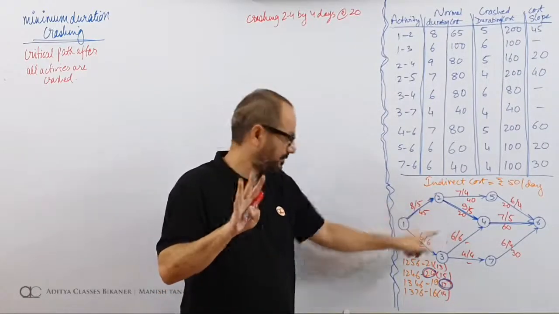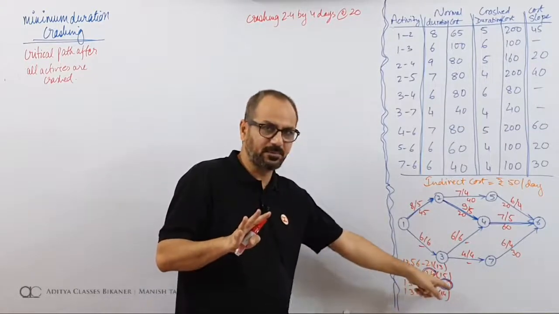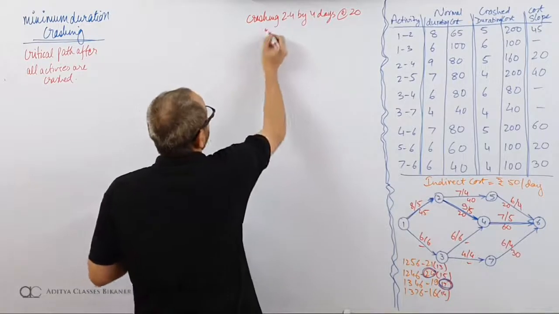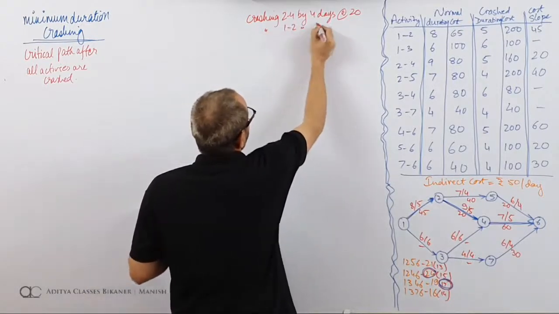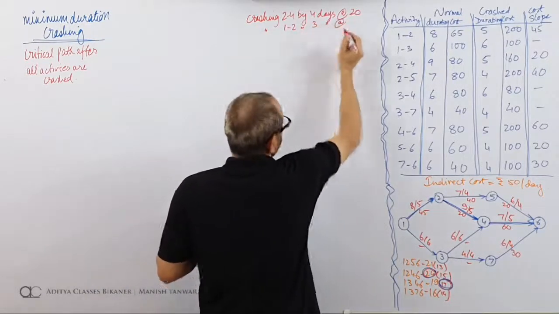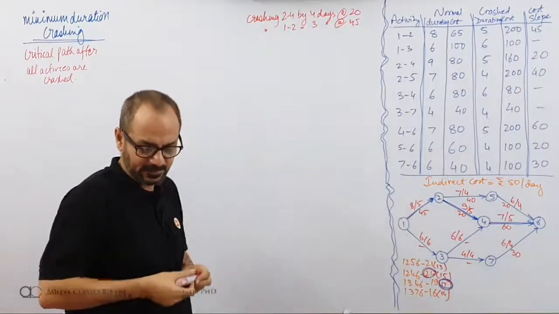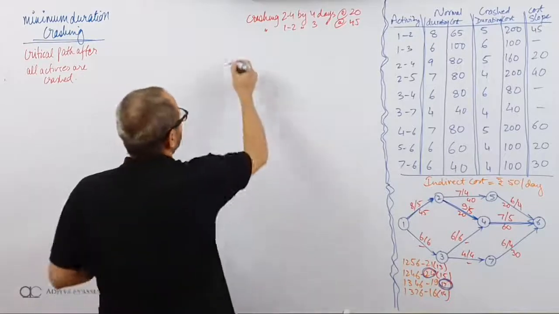4 days done. I need 7 days. 24 should be brought down to 17. 3 days are coming from here. So what I'll write is crashing 1-2 by 3 days at rate of 45. So 7 days done. Let us have a new network.